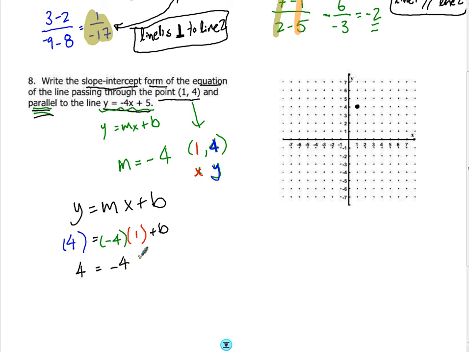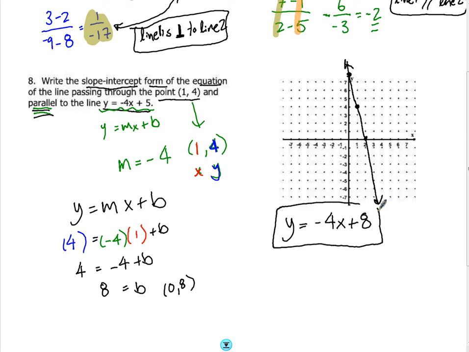So this is telling me the y-intercept is the point (0, 8). Up here at (0, 8), if I go down with the slope, down 1, 2, 3, 4, over 1, again down 1, 2, 3, 4, over 1, I get a line that goes through this point right here. Okay? So my final answer is y equals negative 4x plus 8. Alright, so that's a little lesson on slope, specifically talking about the relationship between parallel and perpendicular lines.